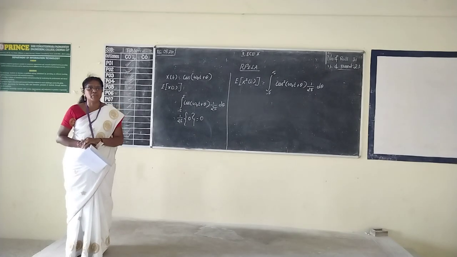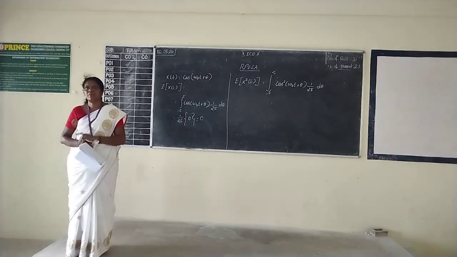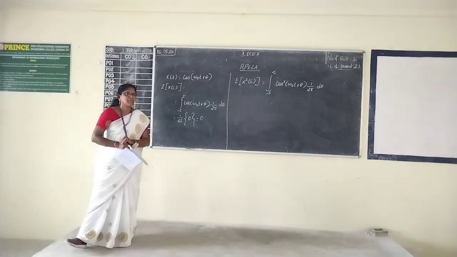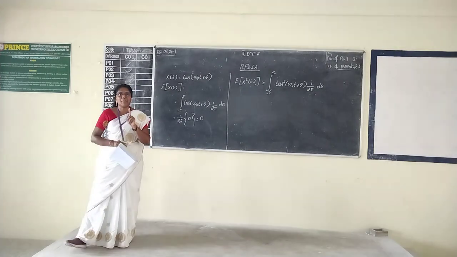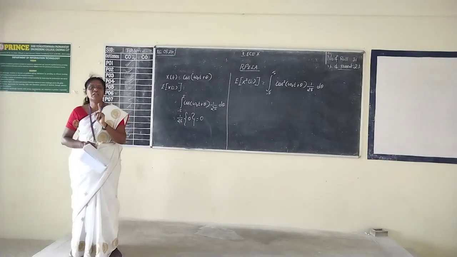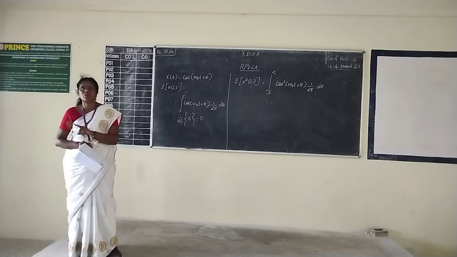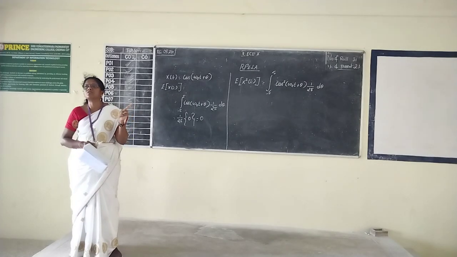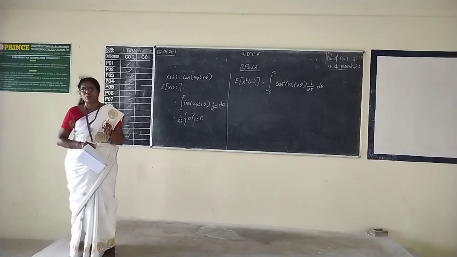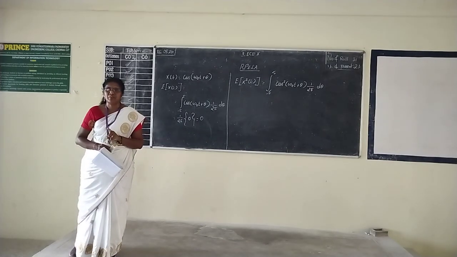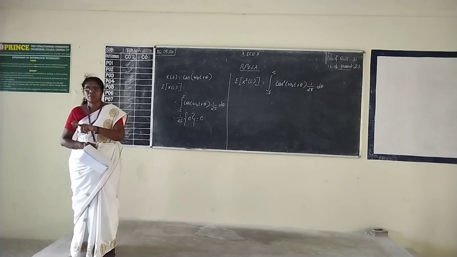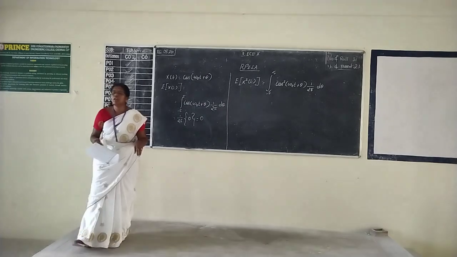Do you know the cos 2a formula? What is cos 2a? It is 2 cos square a minus 1, or the other formula is 1 minus 2 sin square a. Whenever you are supposed to integrate a cos square or a sin square, you will rewrite it in terms of cos 2a and then solve. So cos square a will be equal to 1 plus cos 2a by 2.